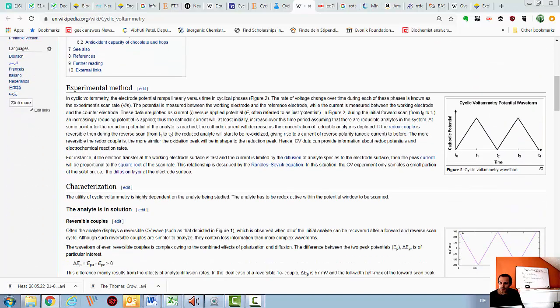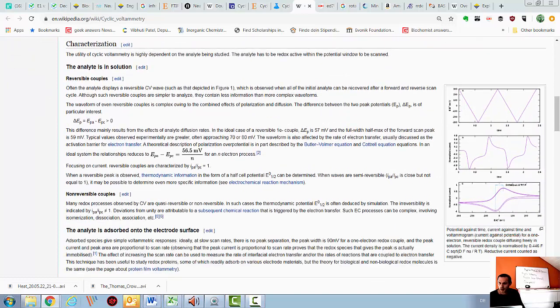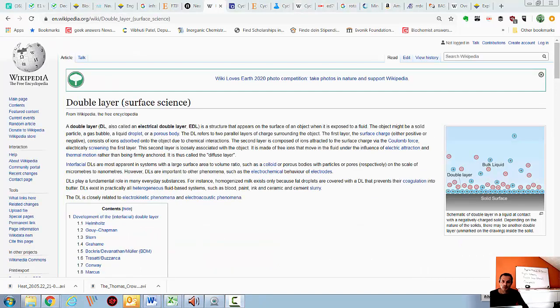We started positive and going negative. So here we are, negative, positive, negative, positive. We can do as many cycles as we like. This is what it would look like in time, and this is what it looks like if you plot voltage against current. This is the Wikipedia article for the double layer.